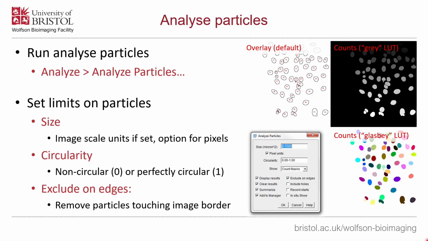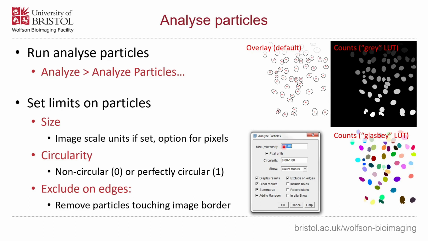We've now reached the point where we can analyse our particles using the analyse particles function. You'll find this under analyse, analyse particles. What analyse particles does is it identifies contiguous regions of foreground labelled pixels and considers those to be individual objects. The analyse particles dialog looks like this. So here, importantly, we're able to specify an expected size range.